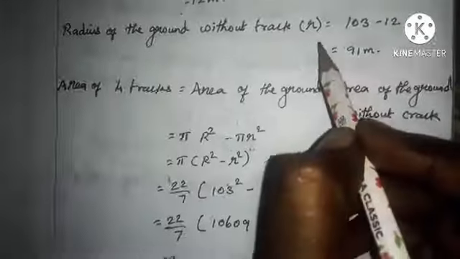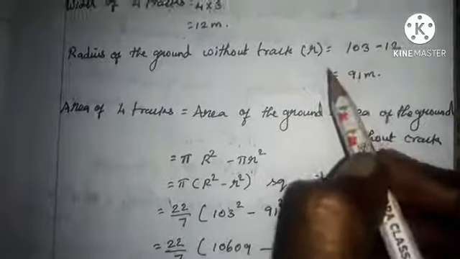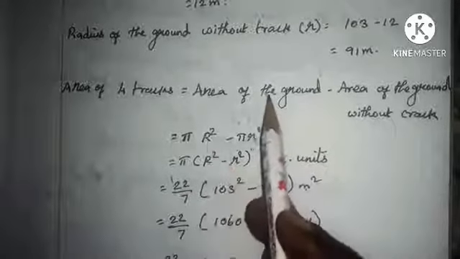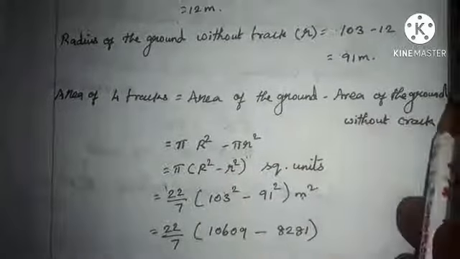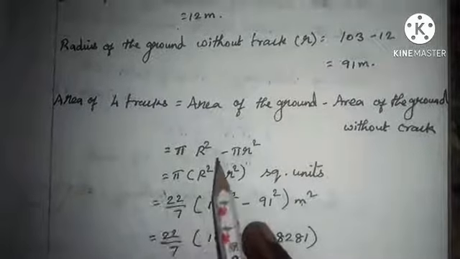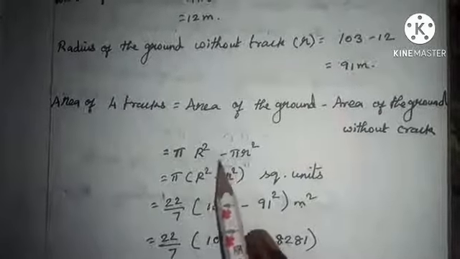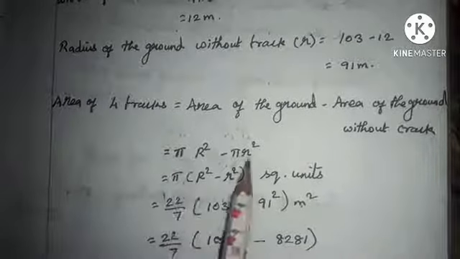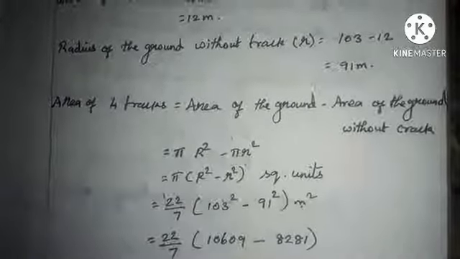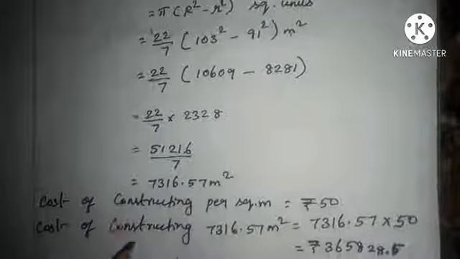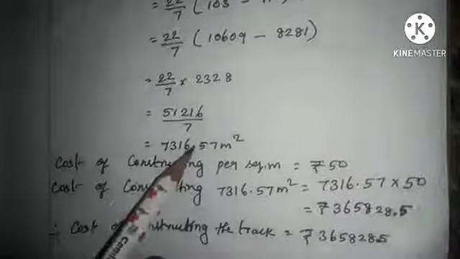Using this capital R and small r, first we are going to find the area of 4 tracks. Area of 4 tracks is equal to the area of the ground minus the area of the ground without the track. That is pi capital R square minus pi small r square. Substituting for capital R and small r, we get the answer as 7316.57 meter square. This is the area of 4 tracks.